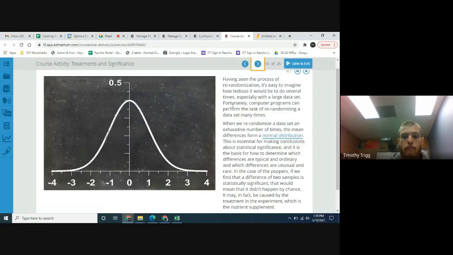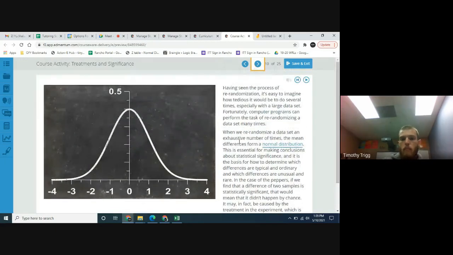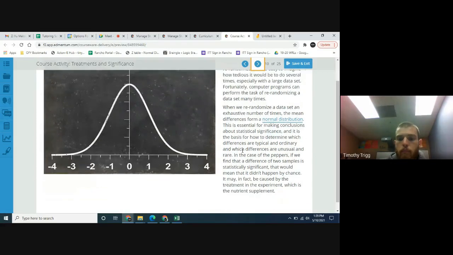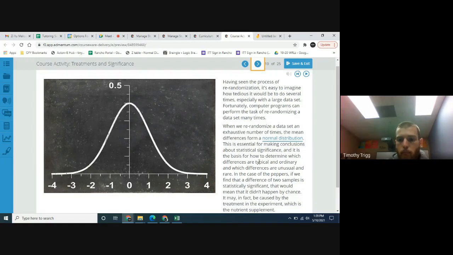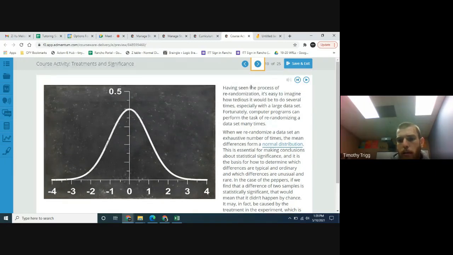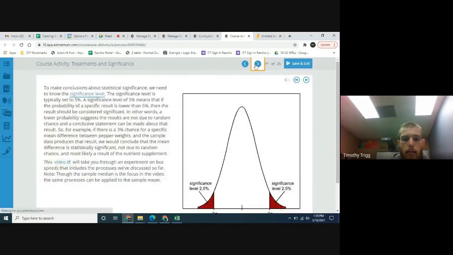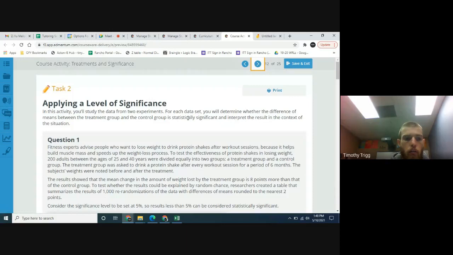Let's move along. Okay. When we take a bunch of those samples that we took and re-randomize a bunch of times, the difference between the means will approach a normal distribution. And we'll talk more about this, but basically that's that. Okay, let's move on.